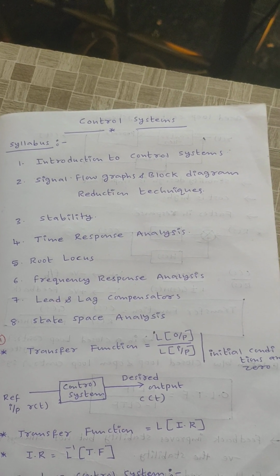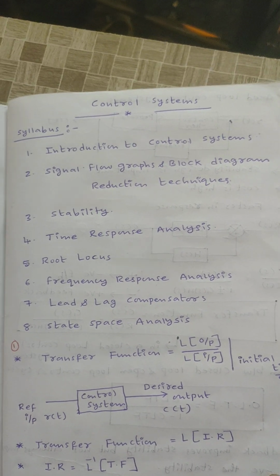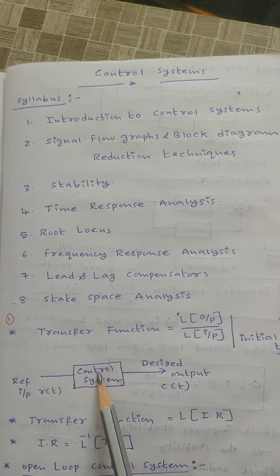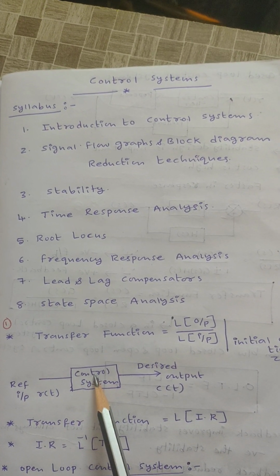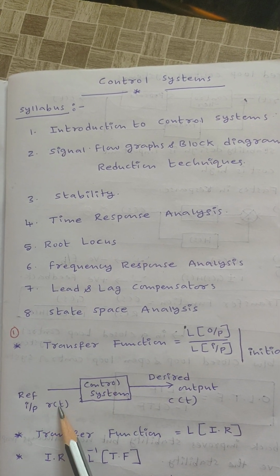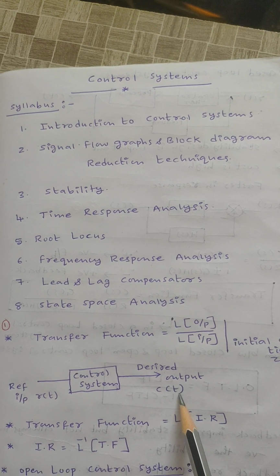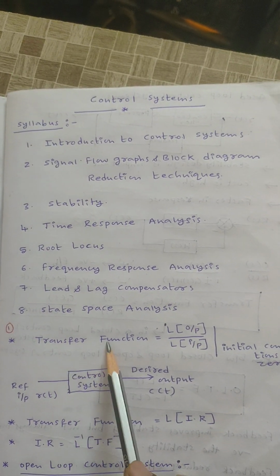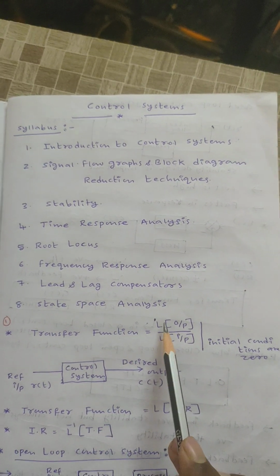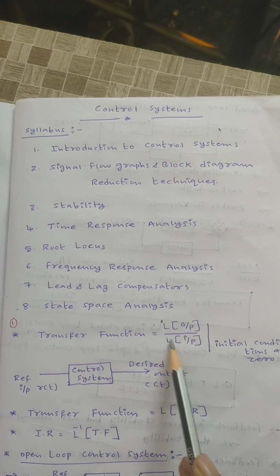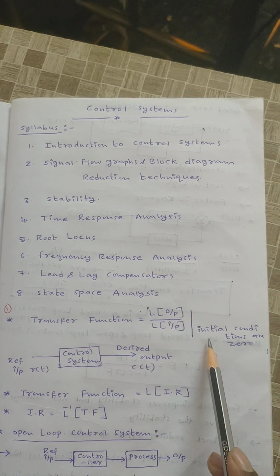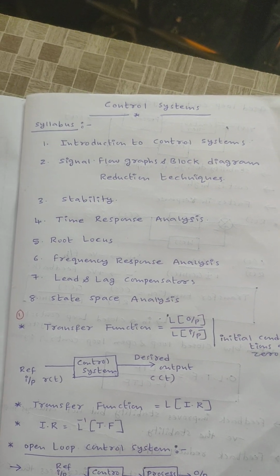Now we will discuss the introduction to control systems. Now see here, it is a control system. In this control system, the reference input is R of t, and the desired or actual output is C of t. The transfer function is equal to the Laplace transform of output by the Laplace transform of input, with all initial conditions being 0.